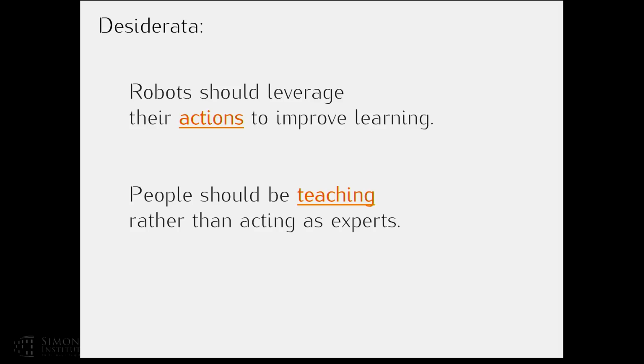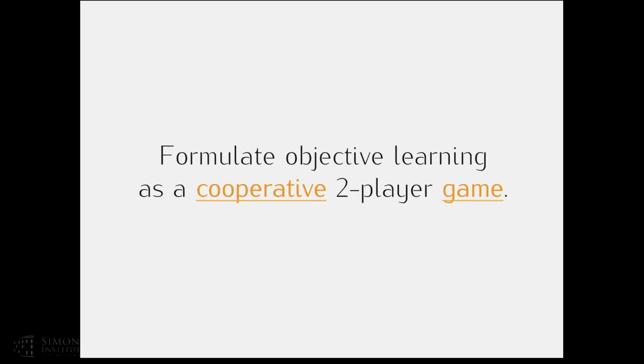And then we started thinking of, okay, well, inverse reinforcement learning doesn't satisfy these. Is there a problem formulation where, if you solve that problem, these sort of things just emerge out of the optimal solution? And so what we ended up doing is formulating learning as a cooperative two-player game. The idea is that you make it a game so that you have two agents and they both take actions. You don't have someone who's acting and someone who's observing. And you make it cooperative so that you actually give the person an interest in the robot's learning.